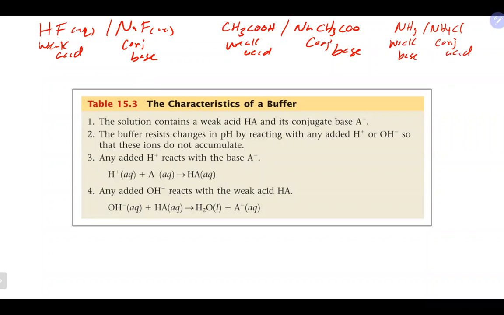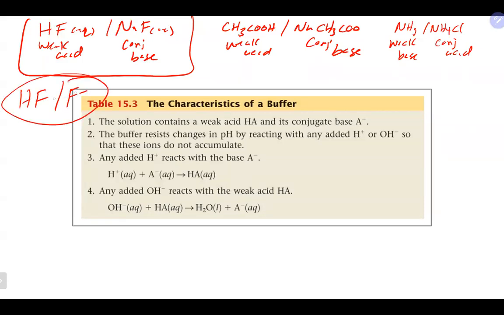So for example, we'll choose the non-used one a lot. We'll go with this one. If I made a buffer out of those two things, it is really HF and F minus that is the buffer part. This is the acid part, and that is the base part. The sodium is really just a spectator ion. It's just there to balance out the charge. It's really not doing anything.